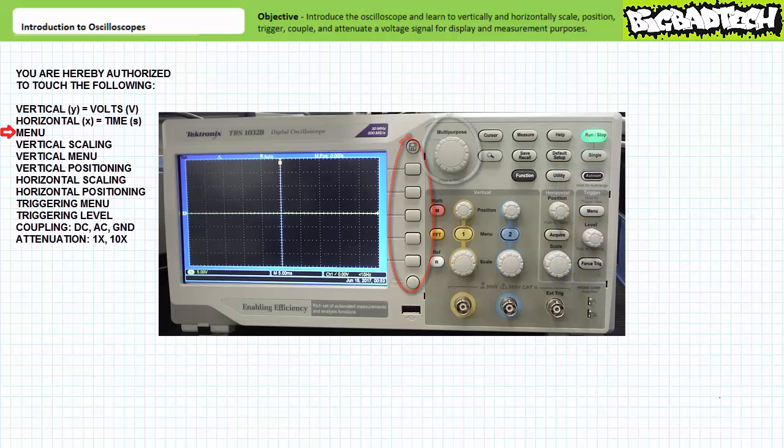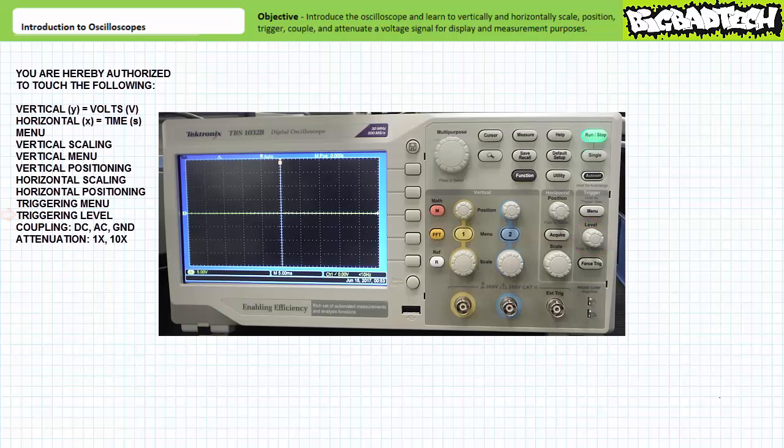The vertical group includes 2 channels. Each channel has a means of scaling the volts per division, a means of accessing that channel's menu, and a means of vertically repositioning that channel on the display. The horizontal group includes a means of scaling the x-axis seconds per division, and a means of horizontally repositioning that channel on the display. The triggering group includes a trigger menu and a means of adjusting the triggering event up or down.